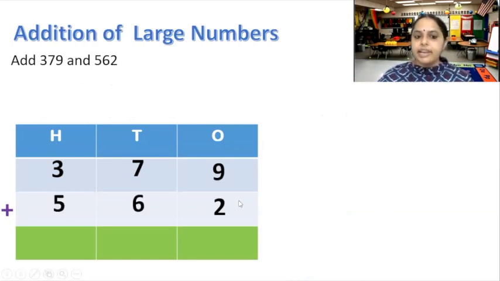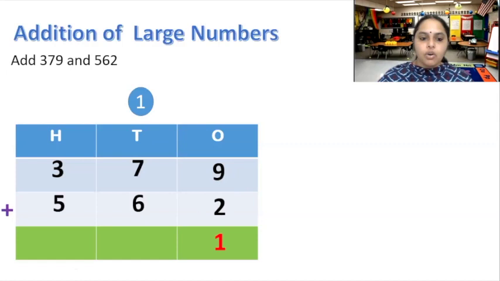We will start adding from the ones place. So 9 plus 2 is 11. In 11, the ones place digit we will write here. And the tens place number we will give as carry forward. See, in 11 the ones place is 1, and the tens place also has 1. So we will give 1 as carry forward.